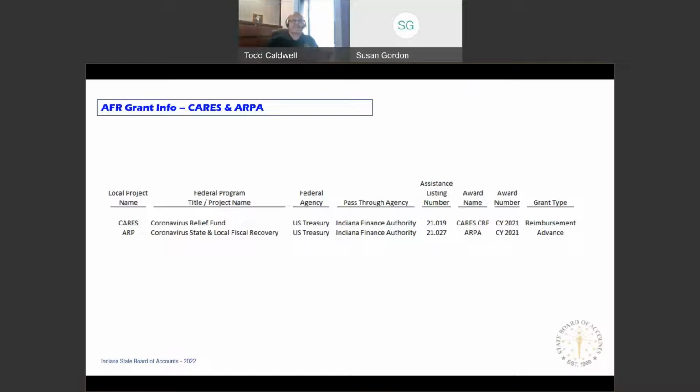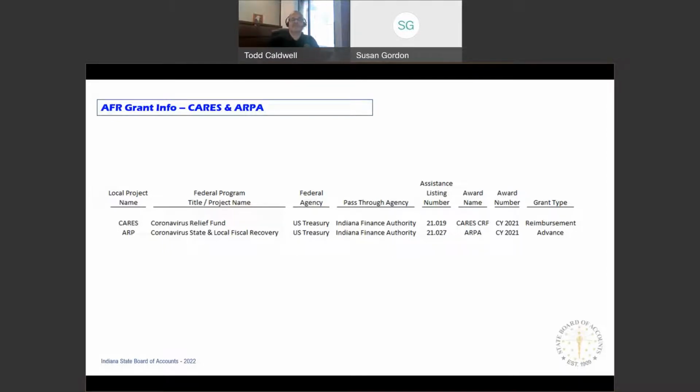But the program names need to be correct. For CARES money, if you're still spending that, it's Coronavirus Relief Fund, and ARPA money is Coronavirus State and Local Fiscal Recovery. That's the technical name of it. It was through the ARP, American Rescue Plan Act, but the actual program name is Coronavirus State and Local Fiscal Recovery. They both came from the Treasury and passed through IFA. The CARES number is 21.019. The ARP number is 21.027.